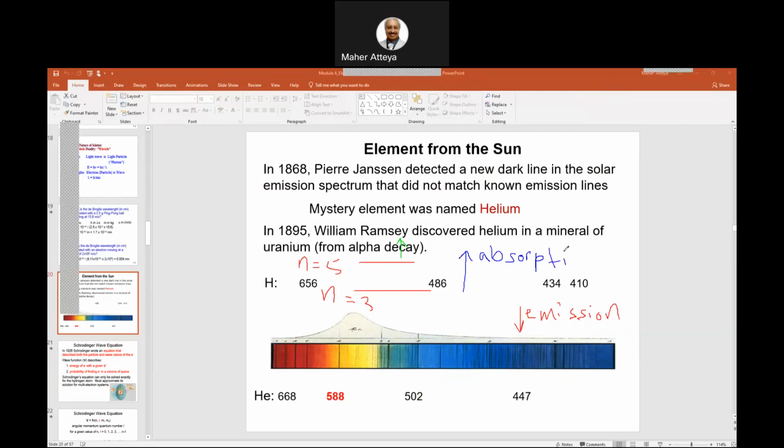So when an electron goes from lower to higher, that's called absorption.